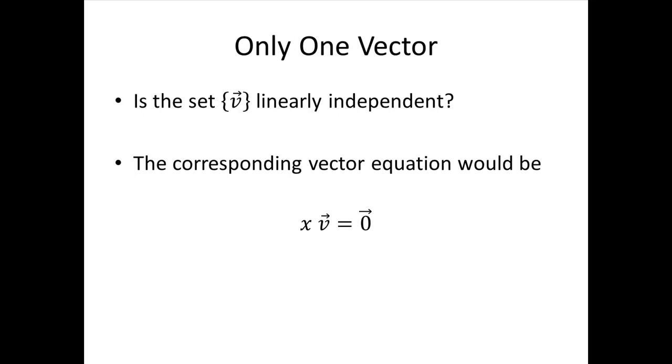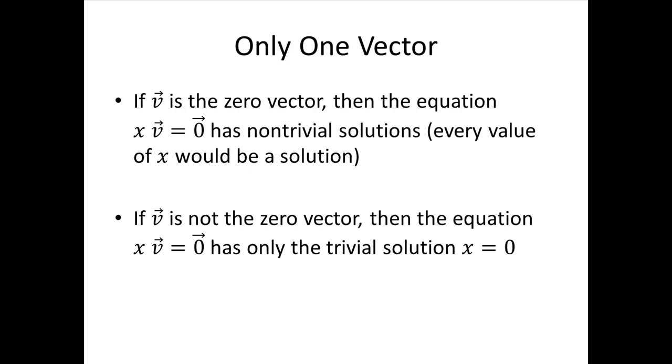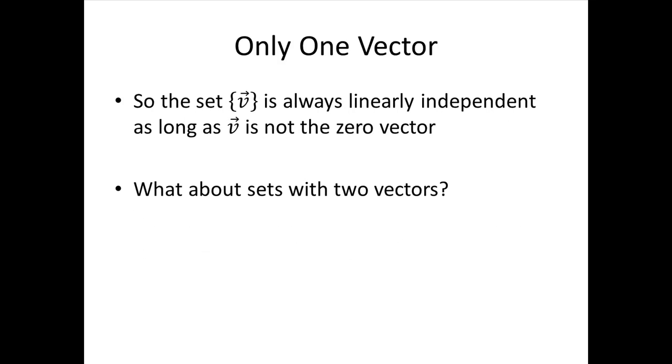Is a set with only one vector linearly independent? Well, the corresponding vector equation would be pretty boring. It would just have one coefficient times one vector equaling 0. So if v is the 0 vector itself, then the equation x times v equals 0 would have lots of non-trivial solutions. In fact, every value of x would be a solution. But if v is not the 0 vector, then the equation x times v equals 0 would only have the trivial solution where x is itself the scalar 0. So the set with only one vector v in it is always linearly independent as long as v is not the 0 vector. Okay, so that seems pretty simple.